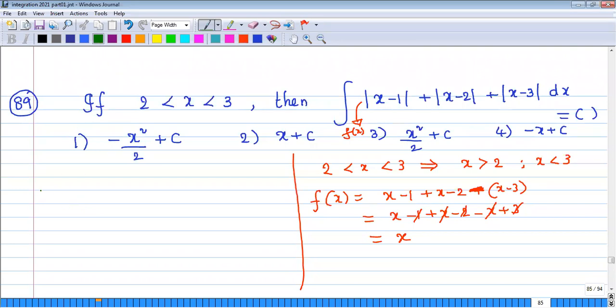Now integral I equals the integral of x dx. It's very simple. X square upon 2 plus constant of integration. Right, very good.